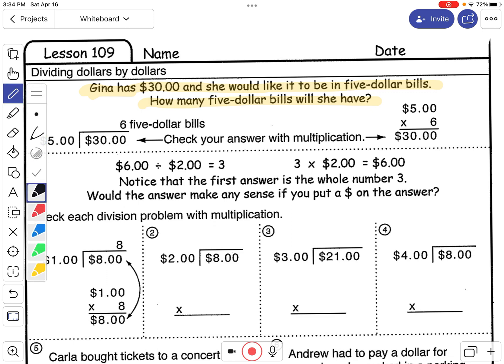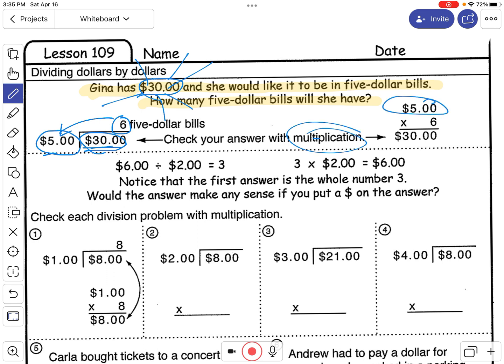So what I'm doing is I'm taking this $30 and splitting it up into $5 bills. How many $5 bills would it take? Well, that's a division problem because when we split something up into even groups, it's division. So $30 divided by $5 is equal to 6. You would have 6 $5 bills in $30. Let's check it using multiplication. $5 times 6 is, of course, $30 because 5 times 6 is equal to 30. Bam! Easy.